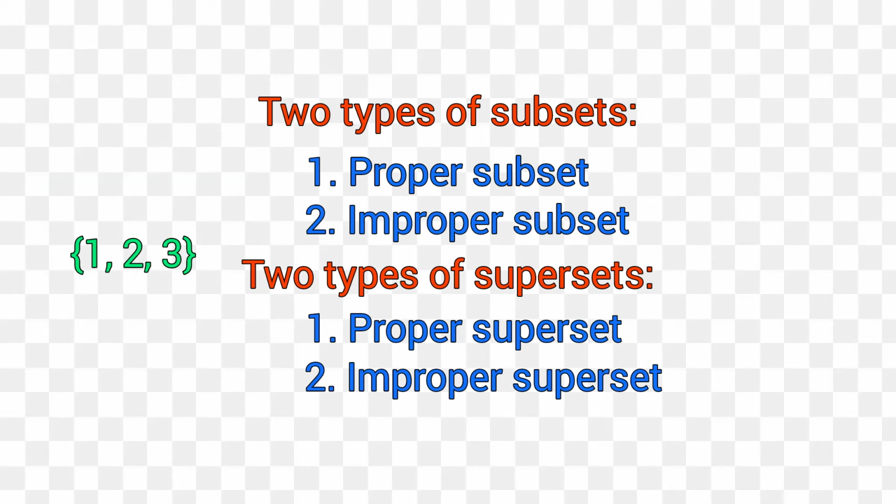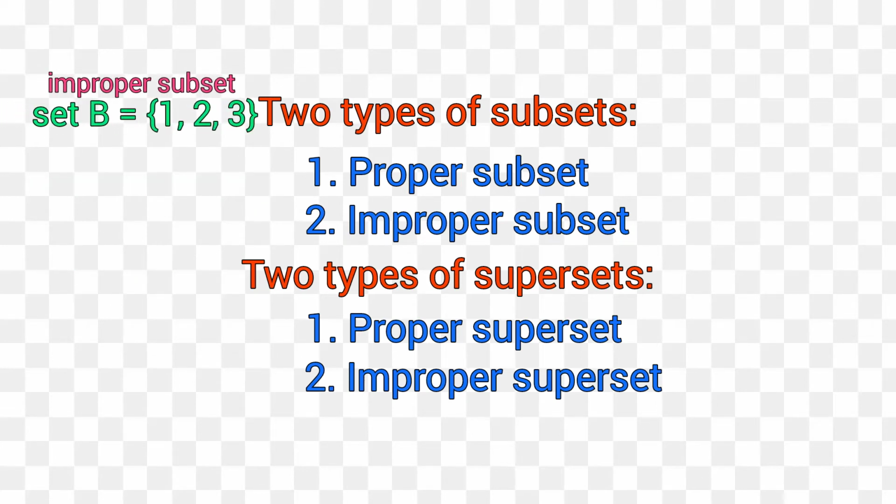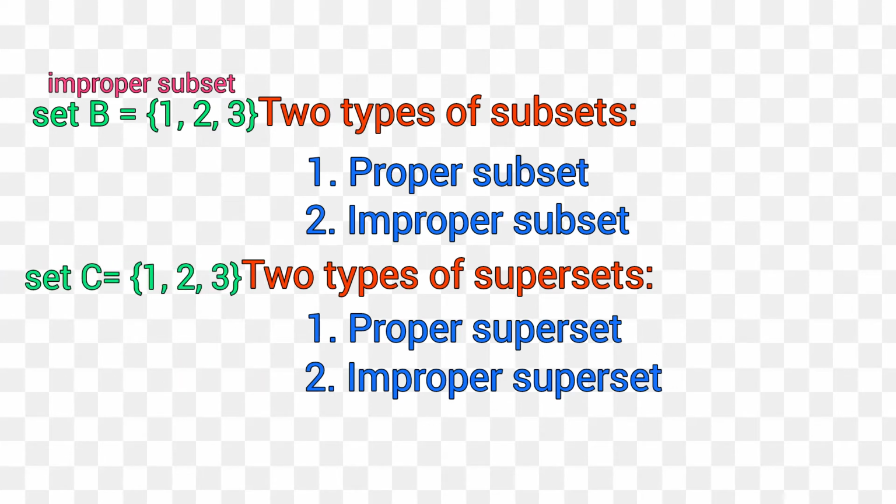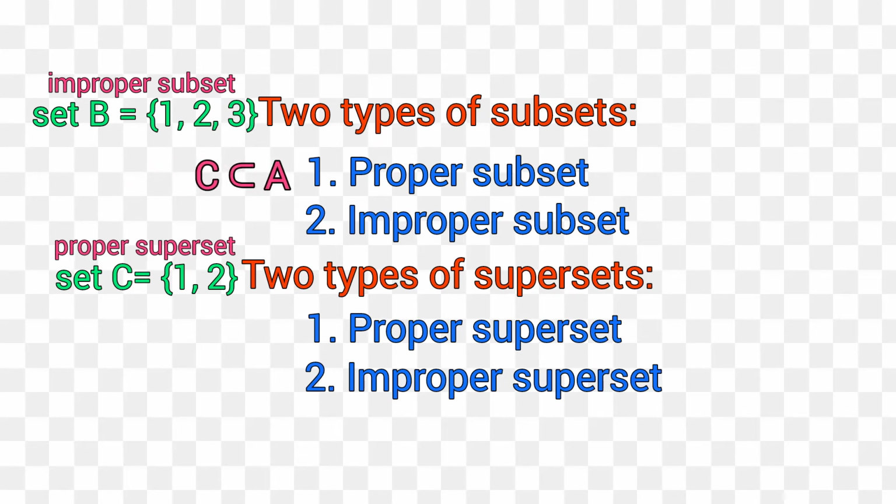If we denote this subset as set B, then we can write the expression as shown, which is read as set B is the improper subset of set A, and set A is the improper superset of set B. If we remove any of the elements of set B, the resulting set, say, set C, with 1 element less, is called a proper subset of set A. And we can use the symbol to denote this as shown. And since C is a proper subset of set A, then set A is the proper superset of set C.